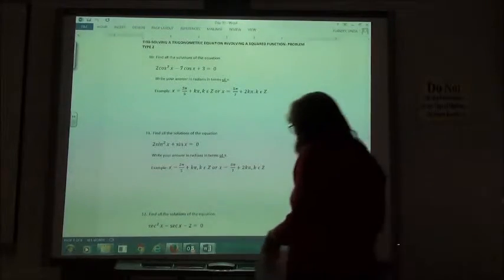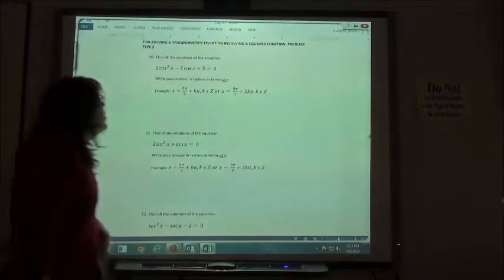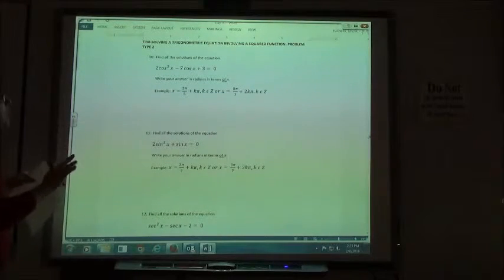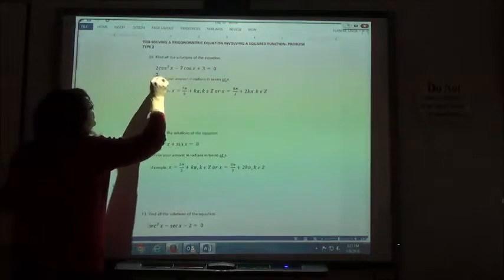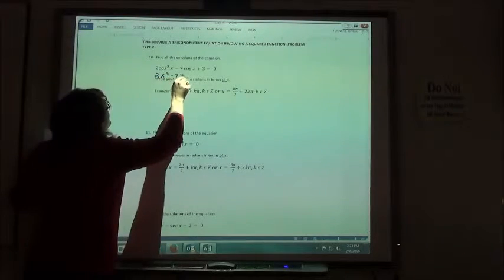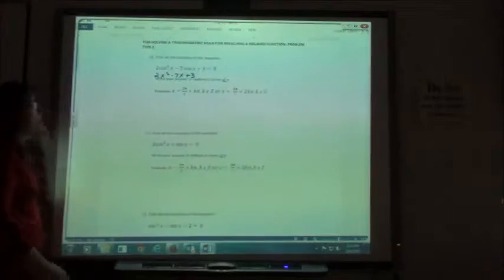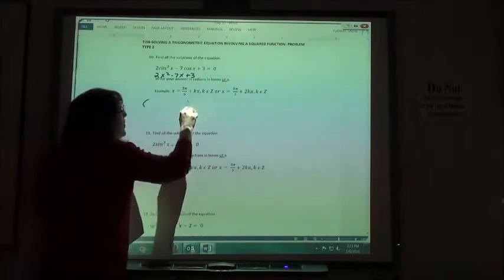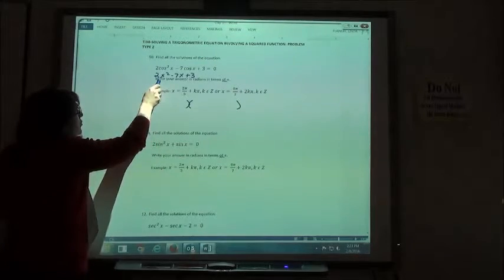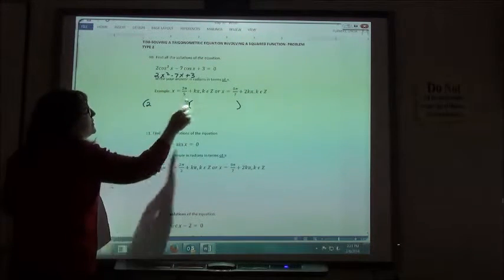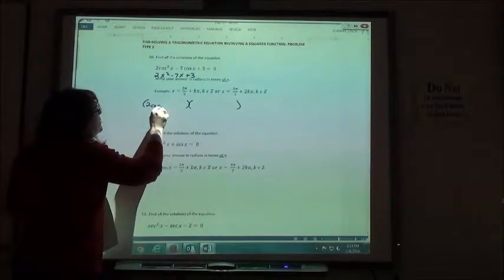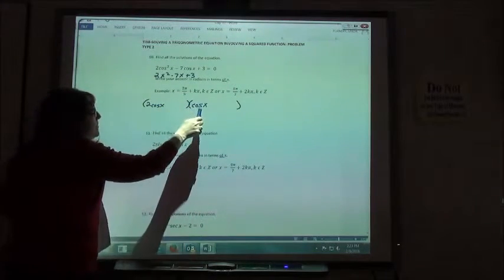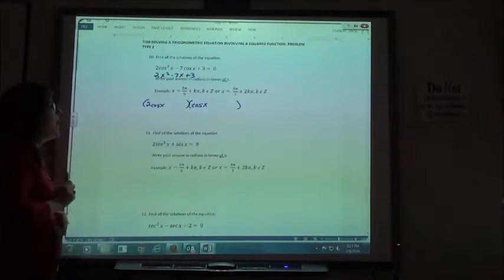So number 10, we have 2 cosine squared of x minus 7 cosine of x plus 3. You can think of this without the word cosine in there. If I had 2x squared minus 7x plus 3 and I wanted to solve that, how would I factor it out? Well, I'm going to have my 2 sets of parentheses. For 2x squared, I'd have to have 2x times x. So I would have 2 times the cosine of x times the cosine of x. 2 cosine of x times cosine of x is 2 cosine squared of x.